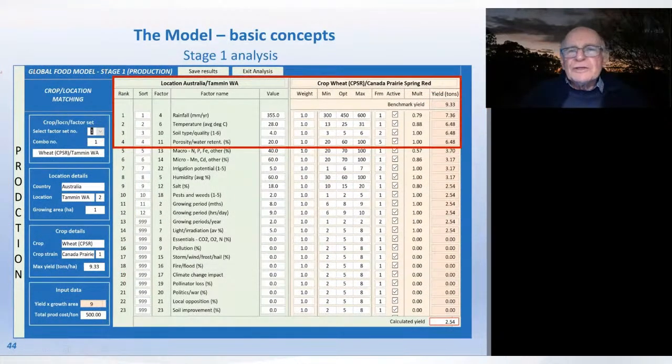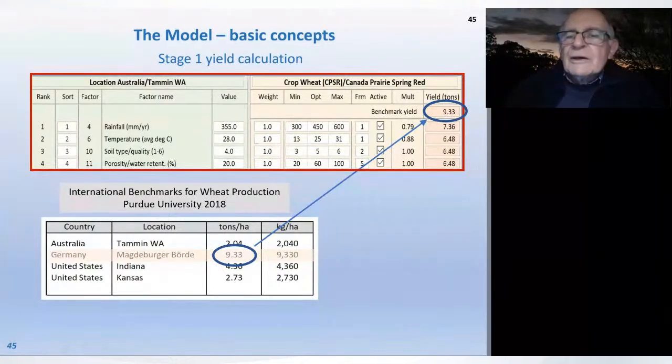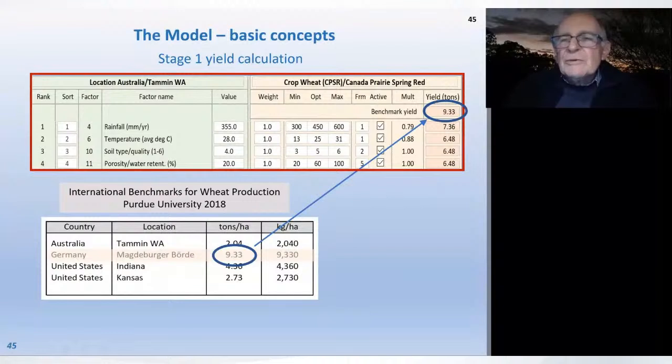So let's look in a bit more detail at this. Here we have an enlarged view of an analysis of Canadian prairie spring red wheat with the Western Australian wheat belt. So the plan is that we will apply factors to the best possible yield that we could possibly expect and see how those factors will affect that and to what extent they'll cause a deterioration in the final yield. So we need a starting point.